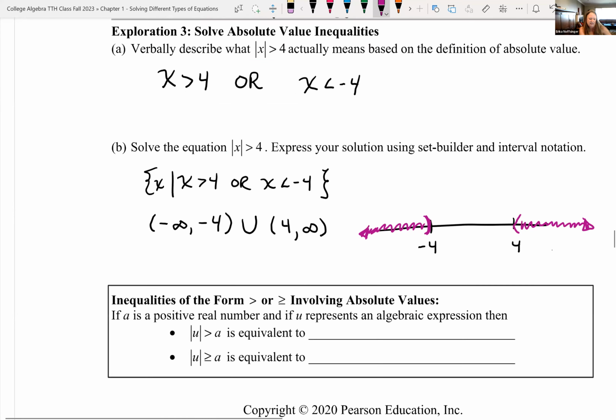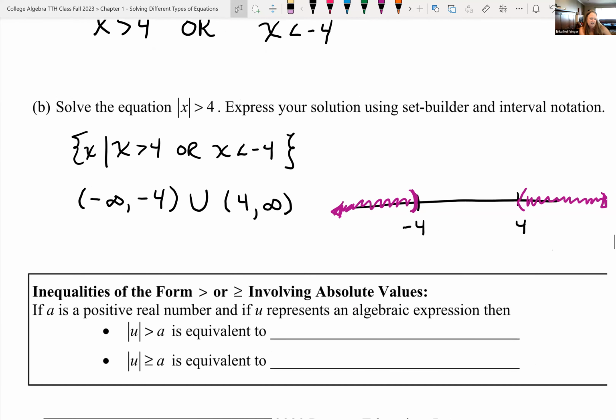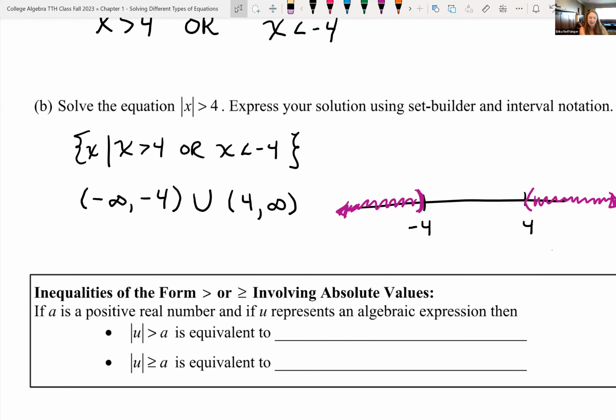So in other words, if you are looking at an inequality and you have a greater than or equal signs involving absolute values, we're going to say that our value A is a positive number. We're saying that U represents some algebraic expression, which is inside the absolute value. The absolute value of U is greater than A is equivalent to saying that U is less than -A or U is greater than A.